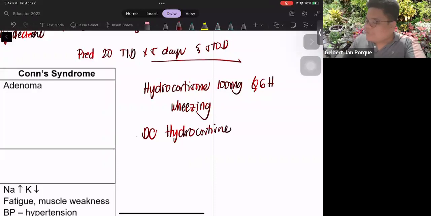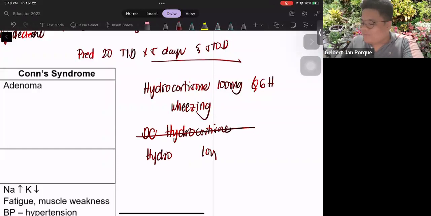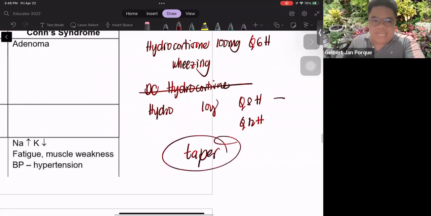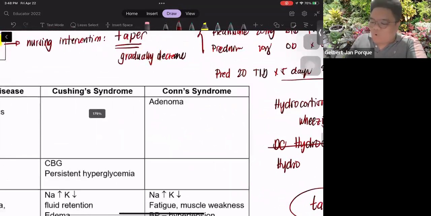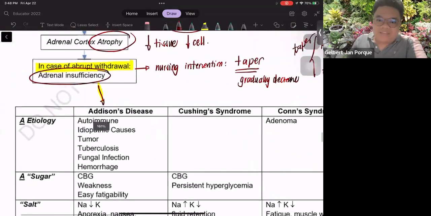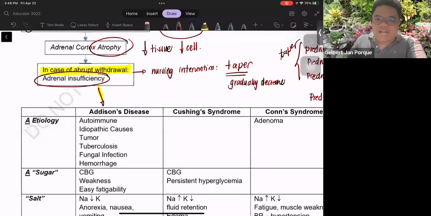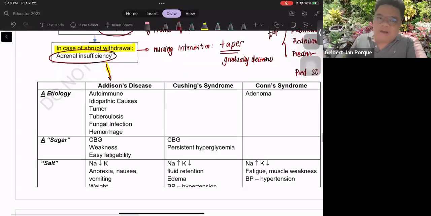Instead, students, what you would expect is that the doctor will say hydrocortisone 100 milligrams Q8 for 1 day, and then the next day Q12. That is what I meant, that you should taper the dosing. It is not abruptly stopped. Instead, you should gradually stop it or else your patient will be at risk for adrenal insufficiency. Okay, so class, why did we talk about that?